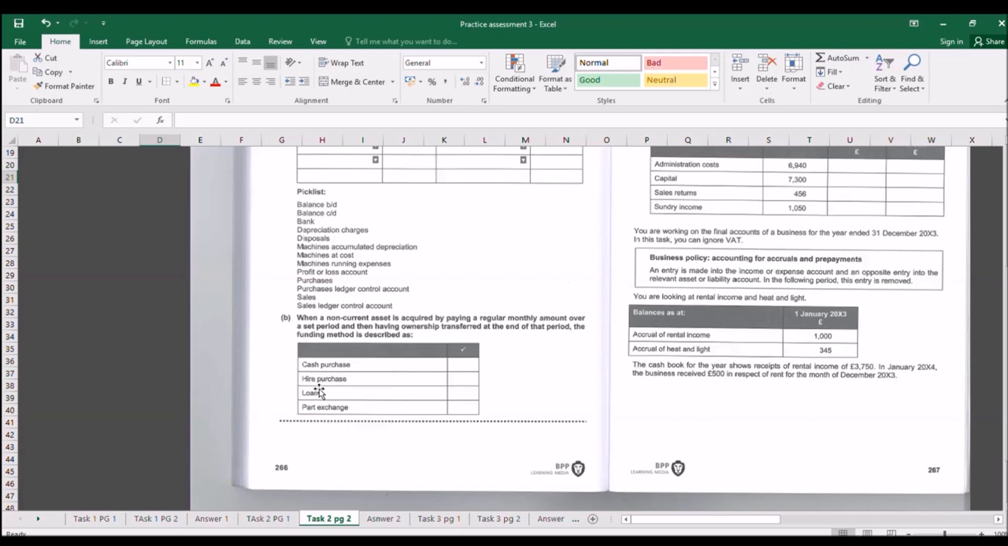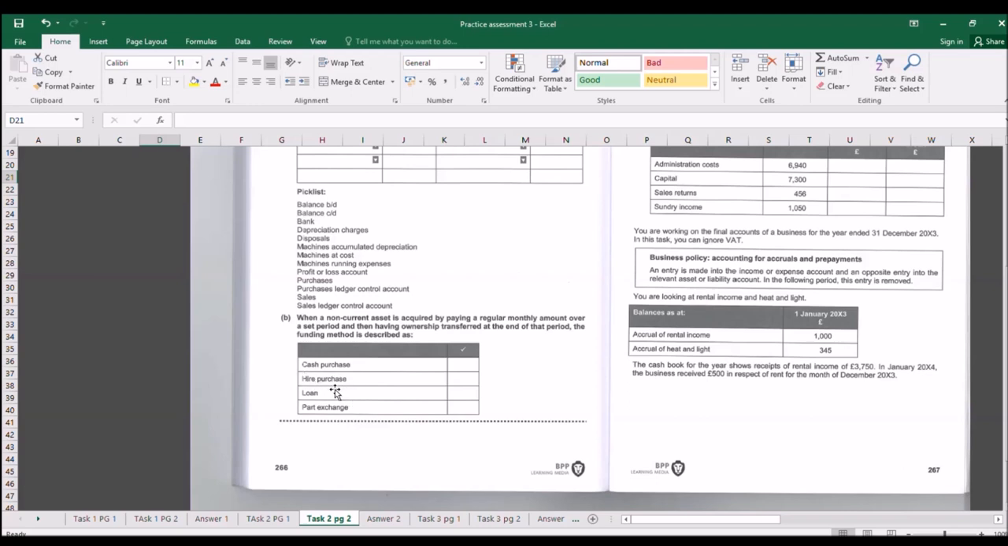In hire purchase, the ownership is only transferred at the end. So the seller retains ownership all the way through until the end, and that's what the HP agreement is. If it was a loan, a finance lease would almost be a loan, but the transfer of title doesn't happen there. Hire purchase, because the transfer of title is right at the end, is still effectively a loan.